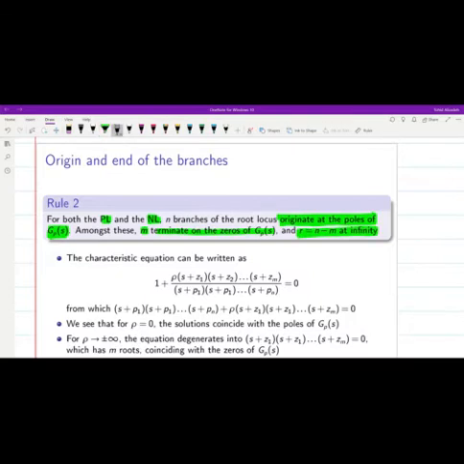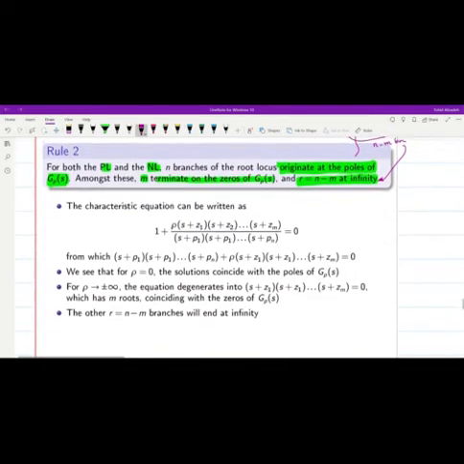But keep in mind again that for our system we have n poles and m zeros. So for each positive locus and negative locus, m branches will end at zeros, and the remaining n minus m branches will go towards infinity. And all of them will originate from the, let's say, open loop poles of the system, the poles of GP of s.